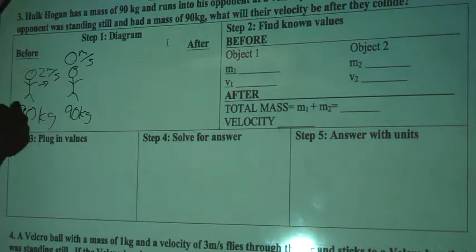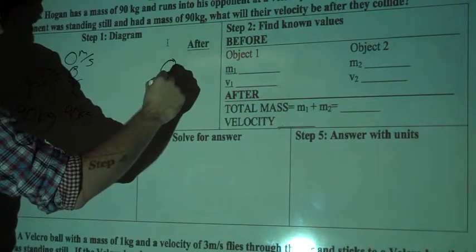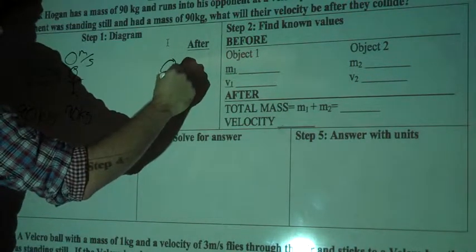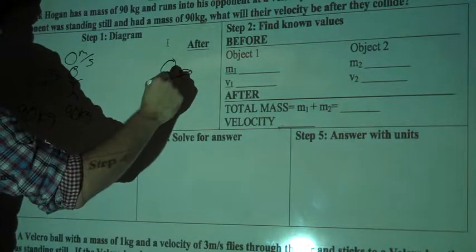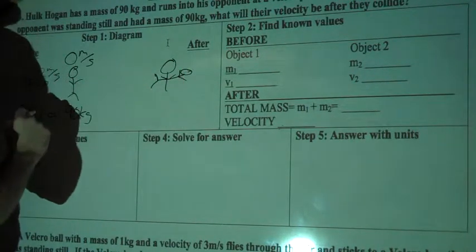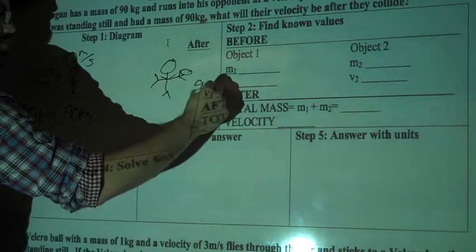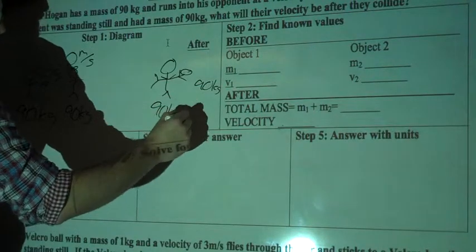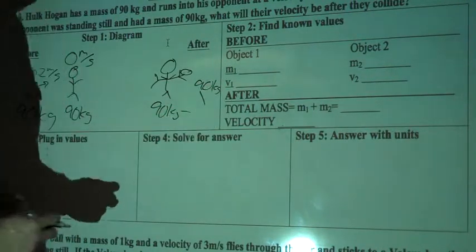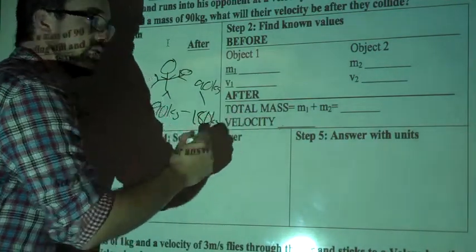Okay, after. So afterwards we've got Mr. Hogan and the other guy, who we could assume is maybe sideways, because Hogan's tackling him. There's 90 kilograms, and Hulk Hogan is 90 kilograms. So the total mass, 90 plus 90, is what? 180 kilograms.